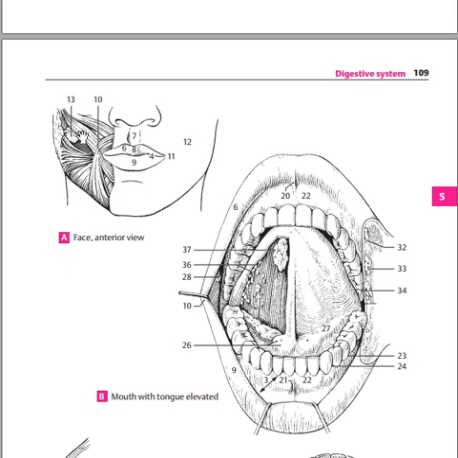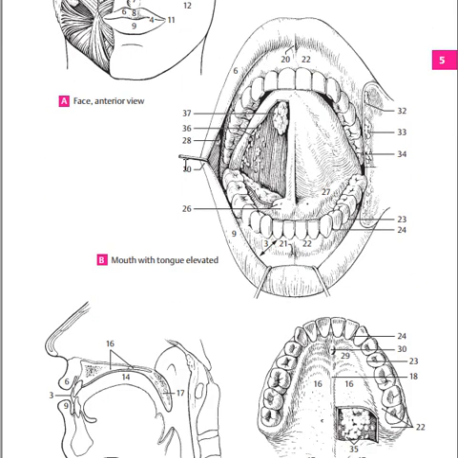The next part is this number 13, and number 13 here is the buccal fat part. Then the next one here, number 12, is the cheek. The cheek can also be considered the jaw. It's easy as that.